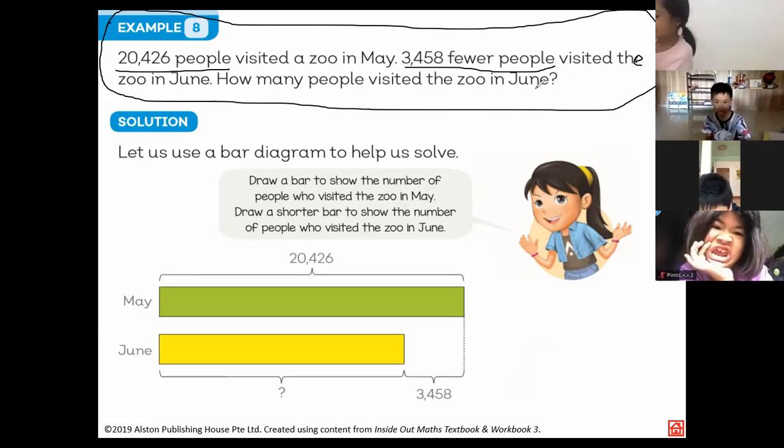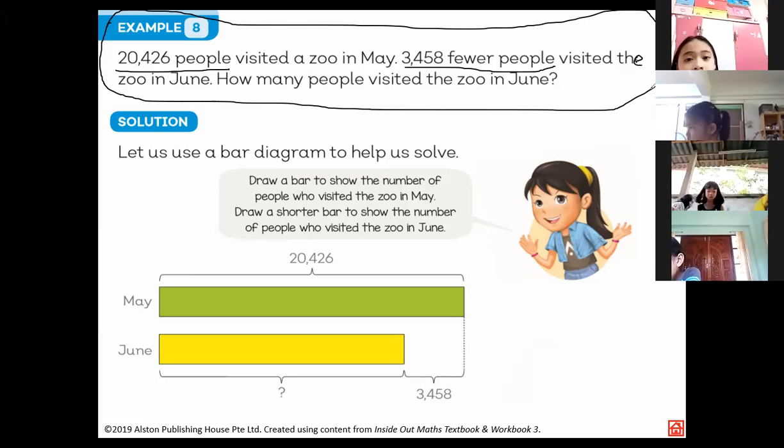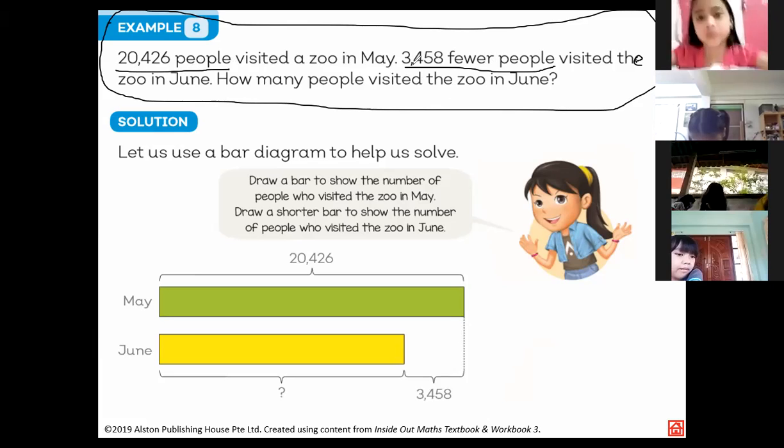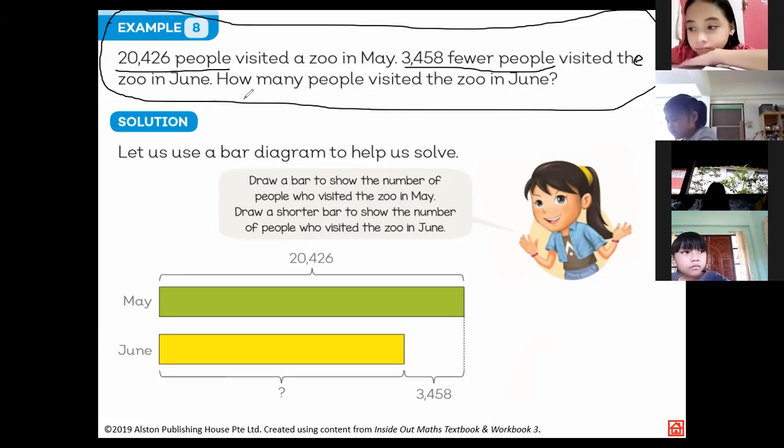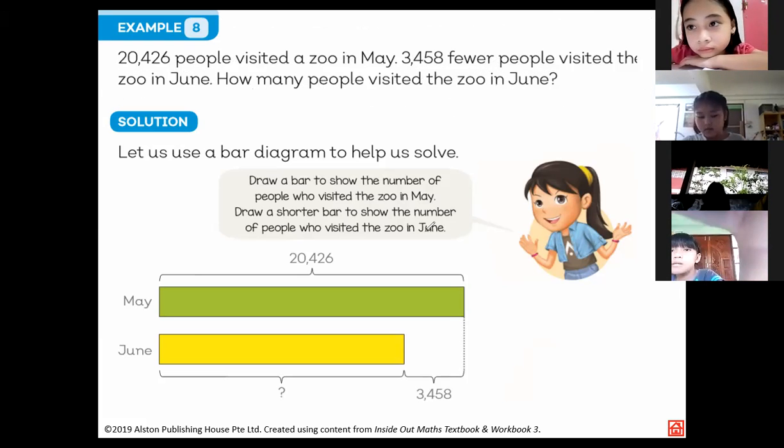I'm going to read one more time. Example number 8: 20,426 people visited a zoo in May. 3,458 fewer people visited the zoo in June. How many people visited the zoo in June? This one includes subtraction, or minus.